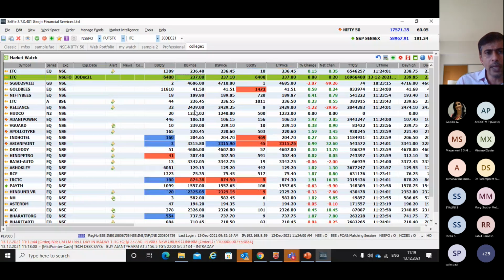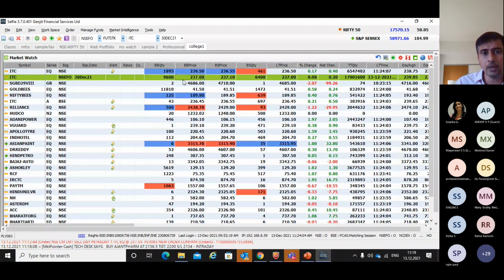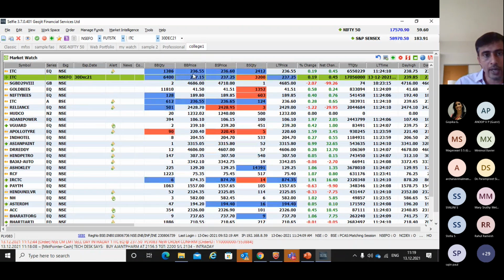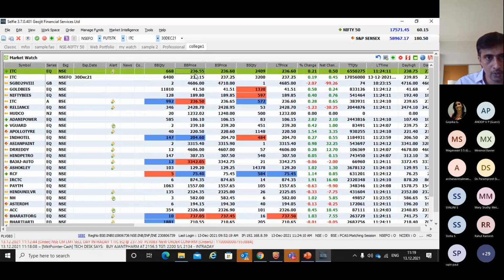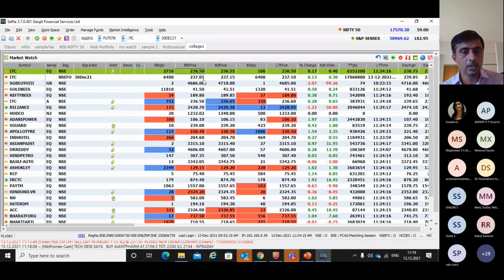The thing is that I need to pay only the margin, say around 10%, for the contract, whereas here I have to pay the full amount. So if I am buying 1000 ITC, I have to pay 2,36,000.